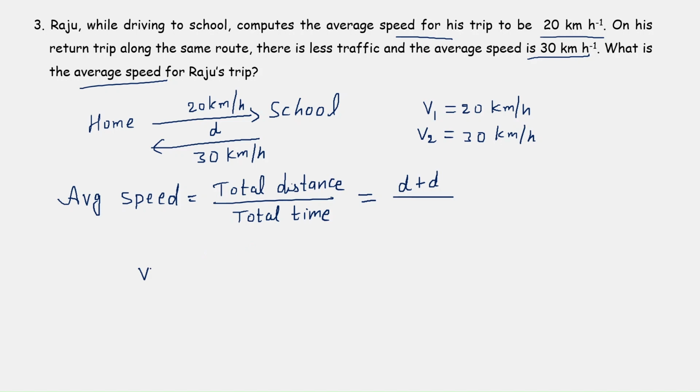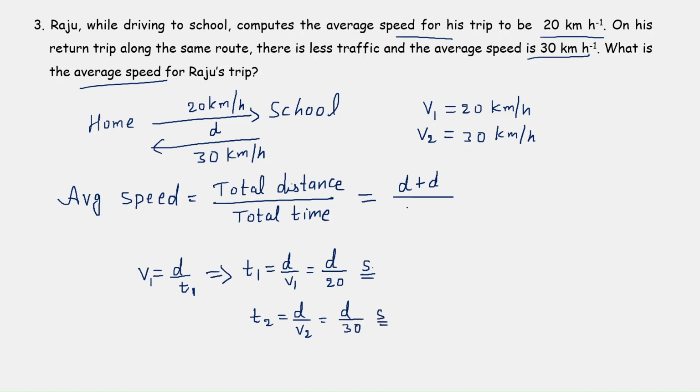So what will be the total time? We know that velocity or speed equals distance by time taken. So for the first case, v1 equals d by t1, which is nothing but t1 equals d by v1, right? So the distance is d only, and v1 they have given as 20. So t1 will be d by 20. What about T2? T2 will be d by V2, which is d by 30.